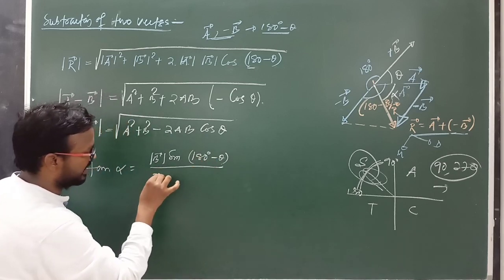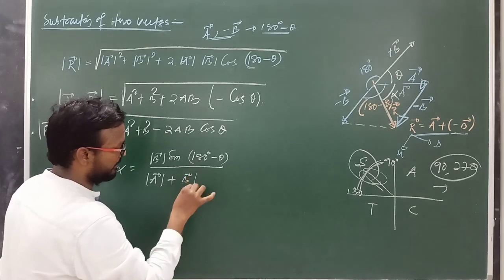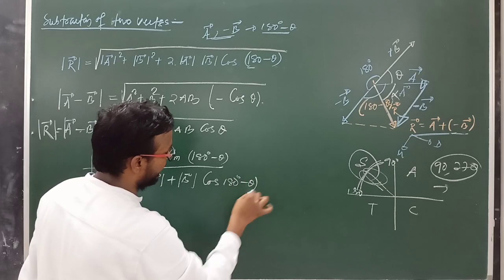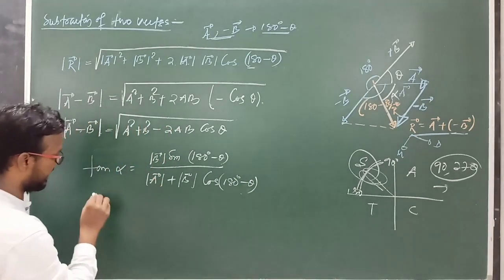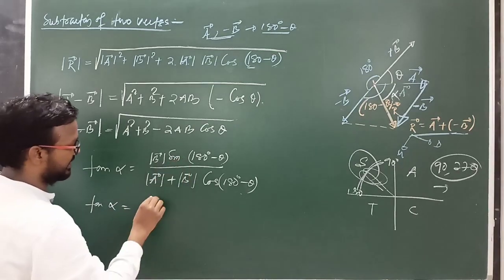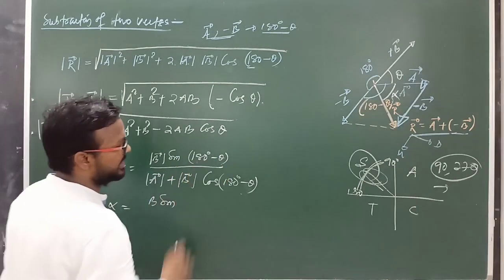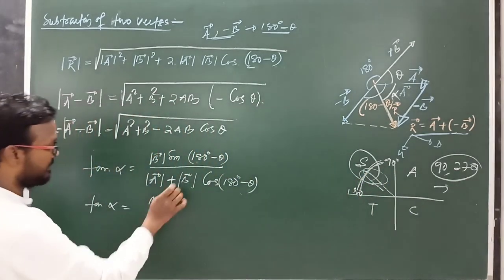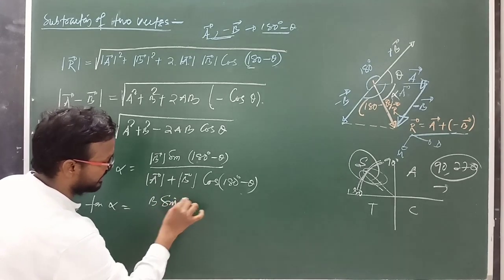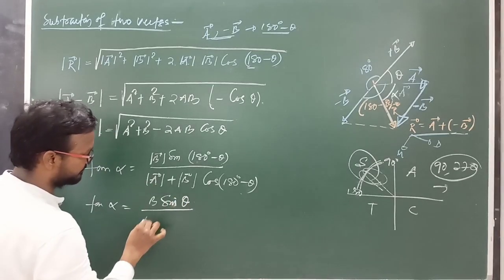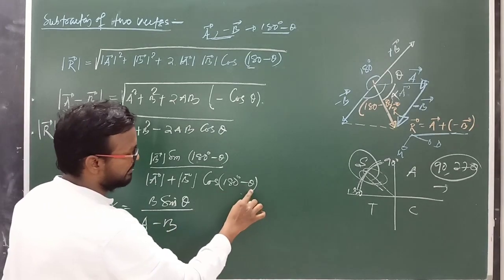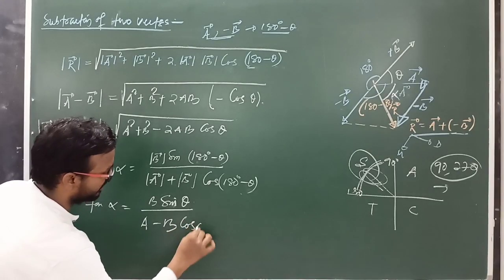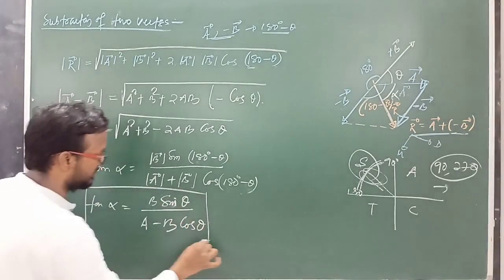Divided by magnitude of A plus magnitude of B cos theta, with 180 degree minus theta. Clear? Or you can write that tan alpha equals B sin(180 minus theta). 180 minus theta is in the second quadrant, where the sin function is positive. So you can write sin theta divided by A minus B, because in the second quadrant the cos function is negative, so you can write minus B cos theta. This is the direction of the resultant vector.